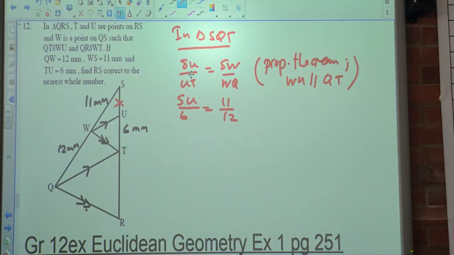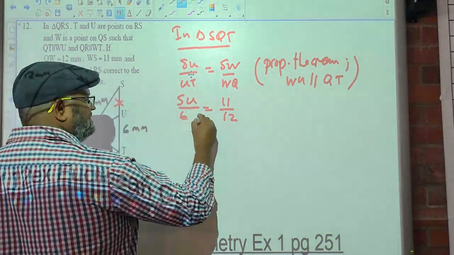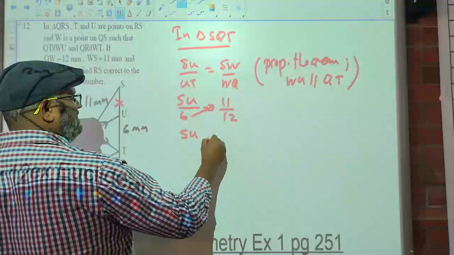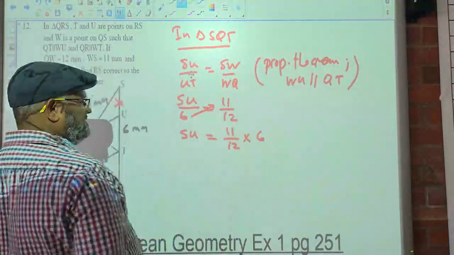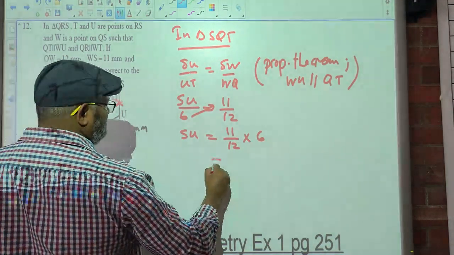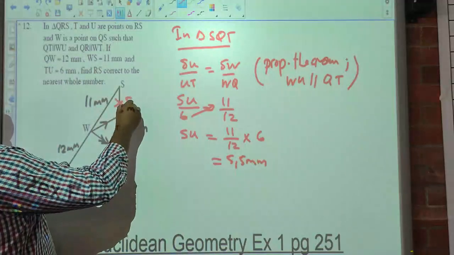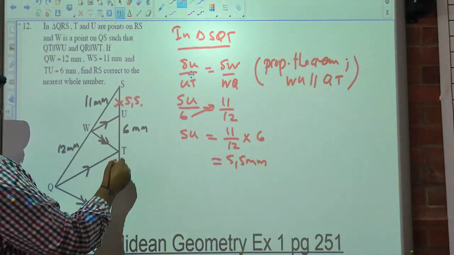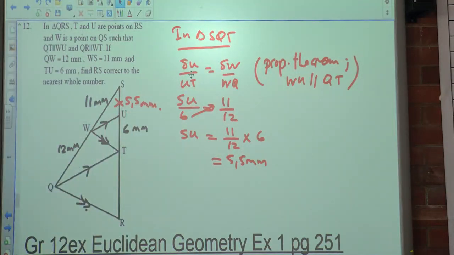Right, so you cross multiply, sorry about that. So it's going to be SU equals 11 over 12 multiplied by 6. So it's going to give you 11 over 2, which is 5.5. Okay. You all okay with that? We said that's all we need, no?